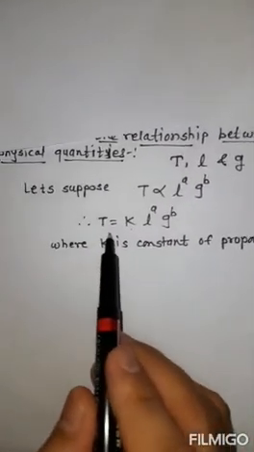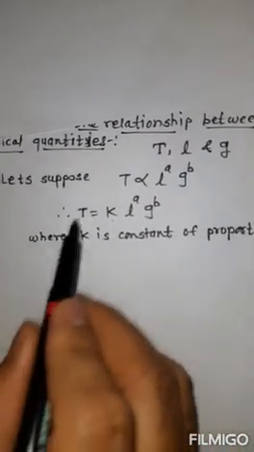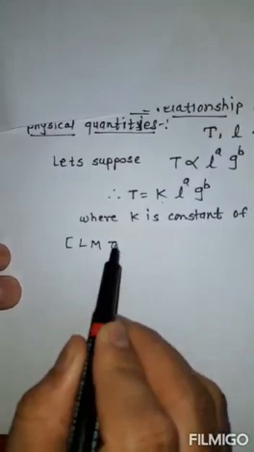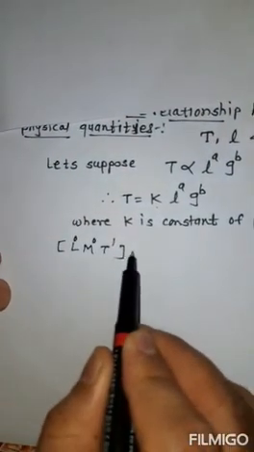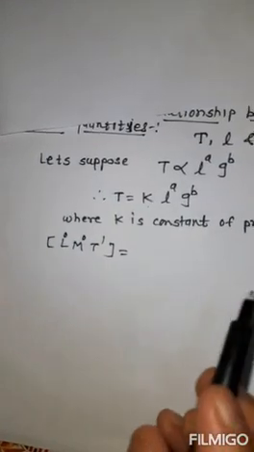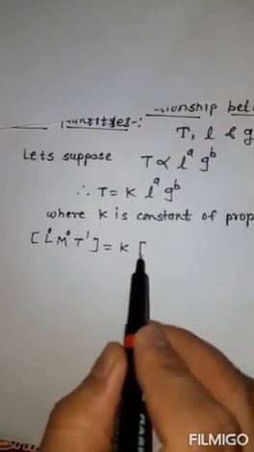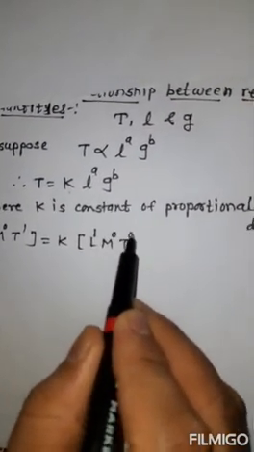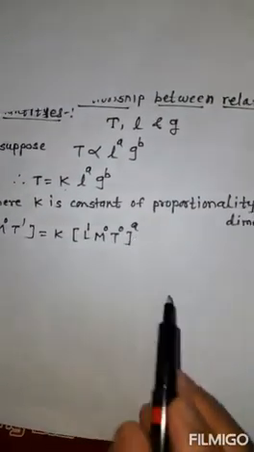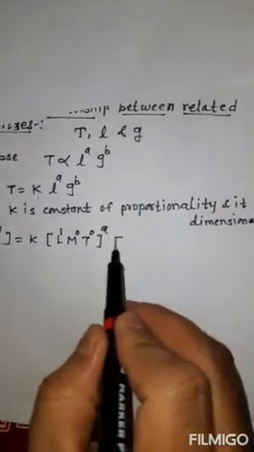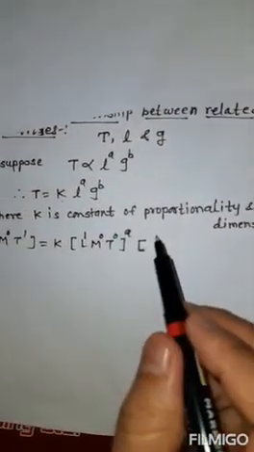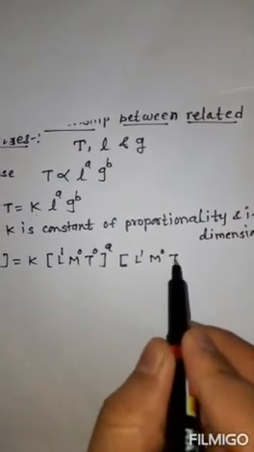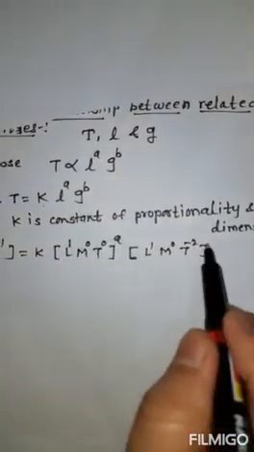So now we have to write the dimensions on both the sides. Dimension of T, dimension of time, is what? Time means T raised to 1 only. So L^0 M^0 T^1. k is a dimensionless quantity, so don't write its dimension. Then the second one is length. Length means only L, so L^1 M^0 T^0, and the power is a. Then the second term is g. g is the acceleration due to gravity, so its dimension is the same as acceleration. And what is that? L^1 M^0 T^-2, and its power is b.